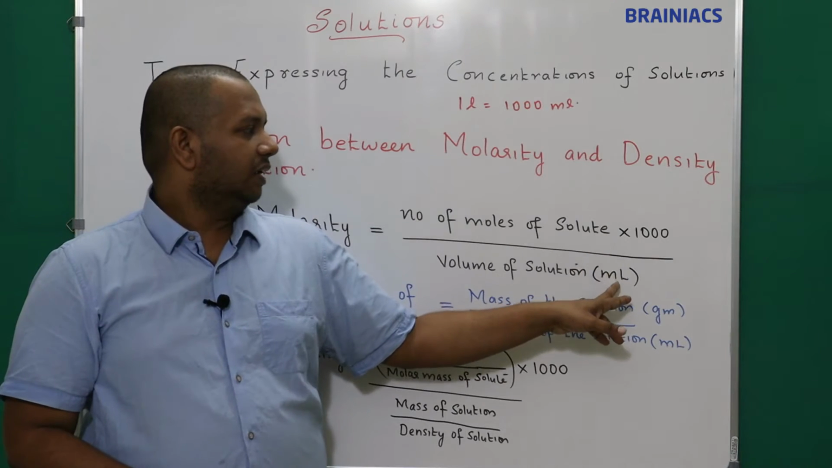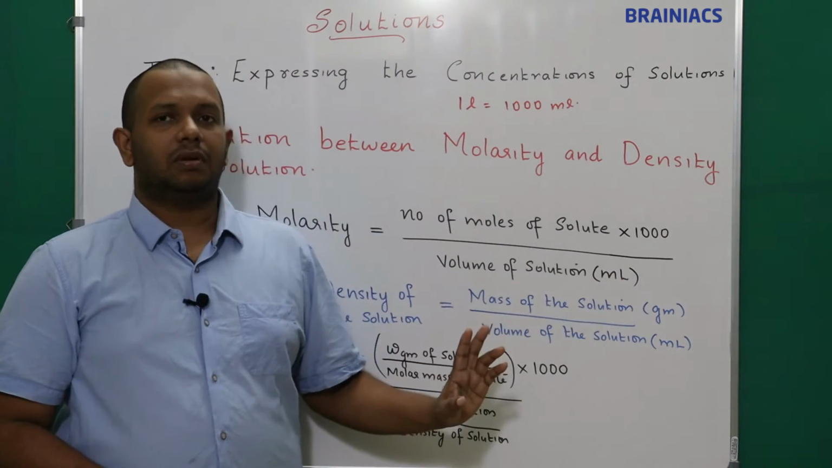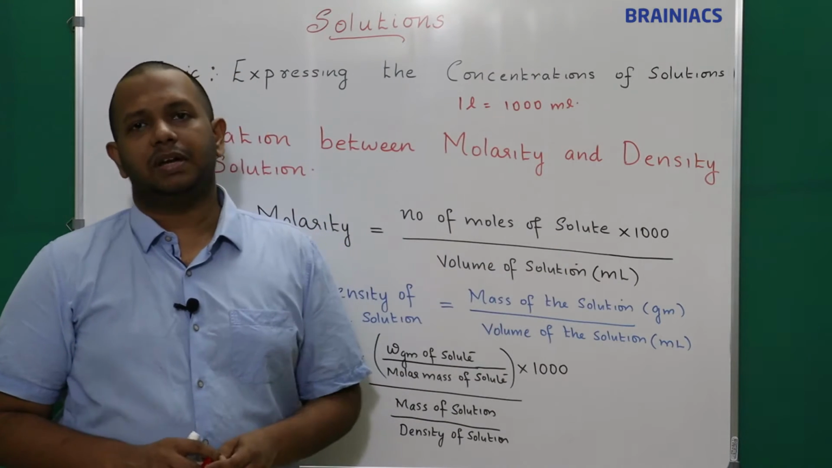So if it is directly in liters, this 1000 will go. So if it is in ml, what should be there? It should be multiplied by 1000.